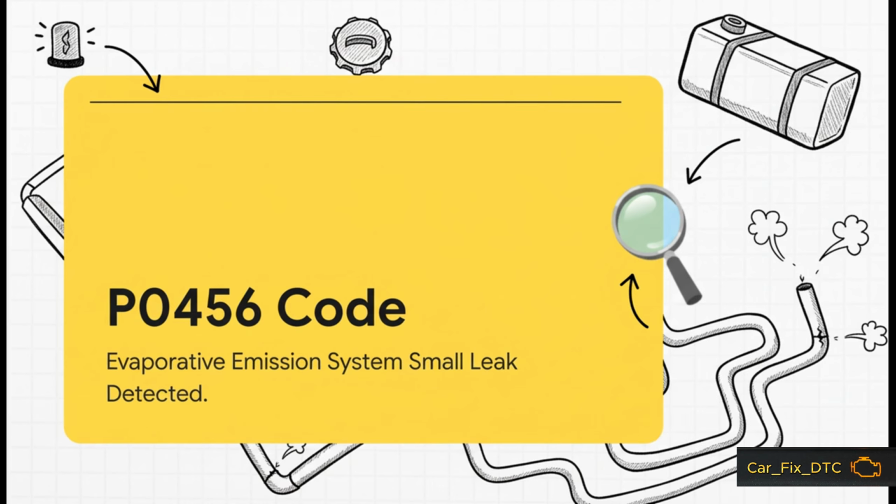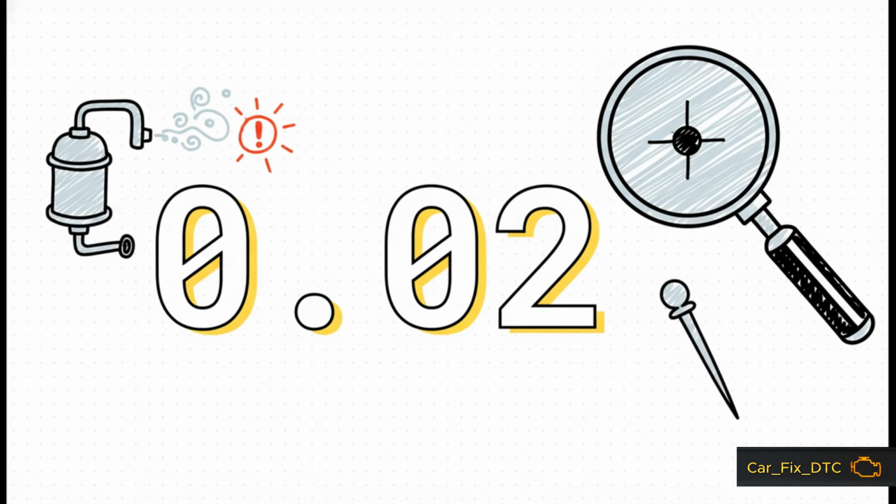It's not a major engine problem. It's an issue with how your car handles gasoline vapors. And to really put this small leak into perspective, the system has detected a hole that's just 0.02 of an inch in diameter. That is literally the size of a pinhole. So yeah, it's enough to trigger the light, but we are not talking about some massive, dangerous fuel leak here.